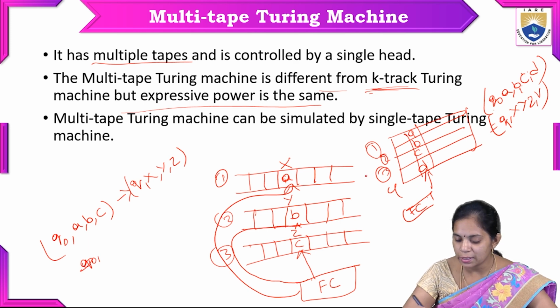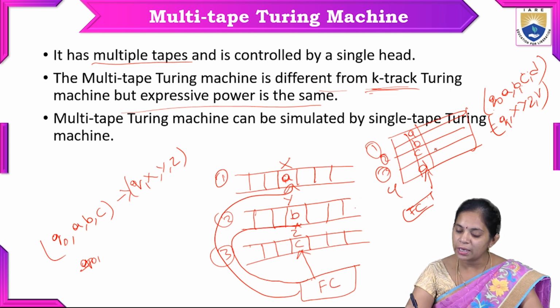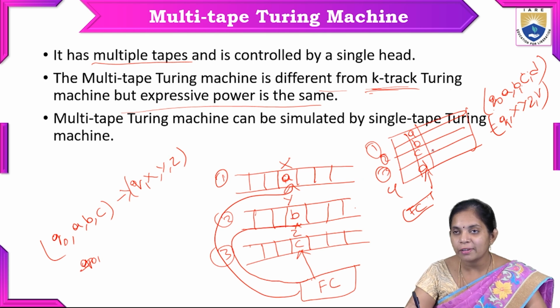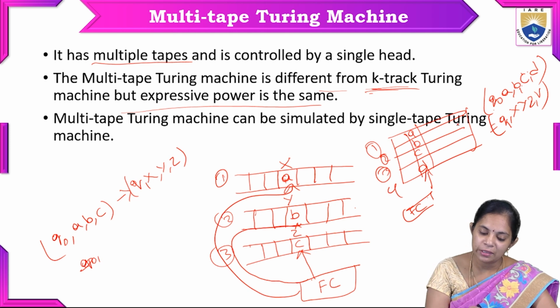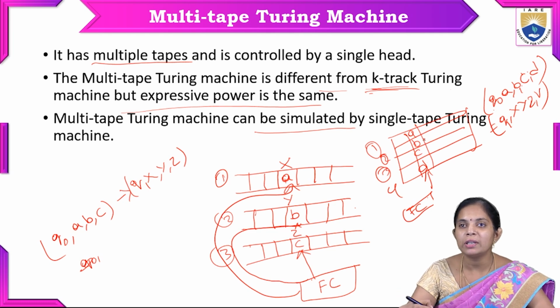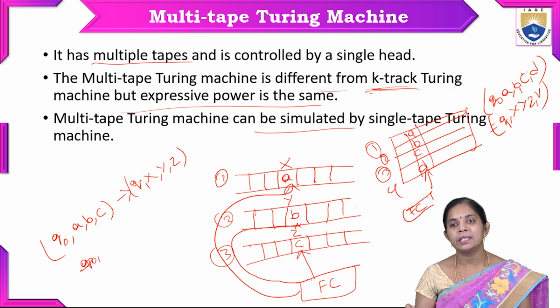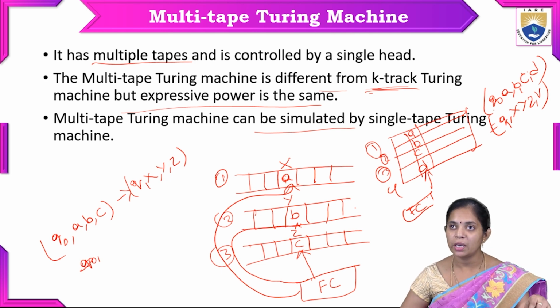So here is the difference between the multiple tape Turing machine and the multi-track Turing machine. Both are different, but the power of the two machines is equivalent. The multi-tape Turing machine can be simulated by a single-tape Turing machine. So the multi-tape Turing machine is equivalent to the standard Turing machine, that is nothing but the single-tape Turing machine. And this is about the second variation.